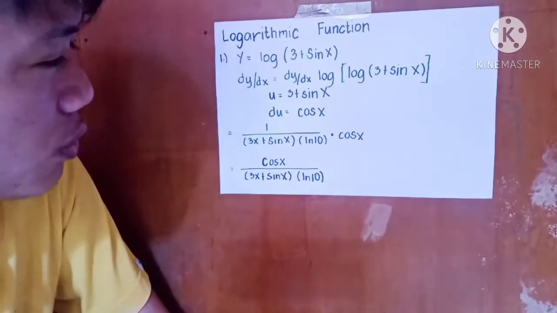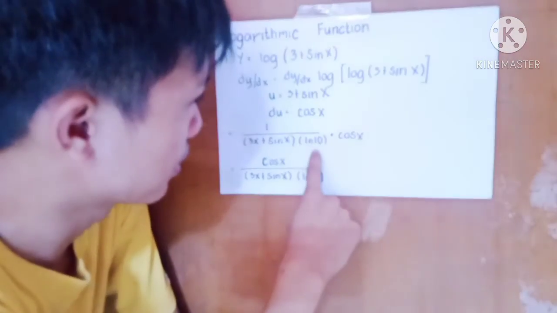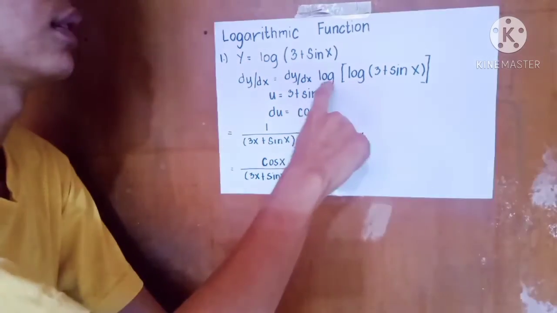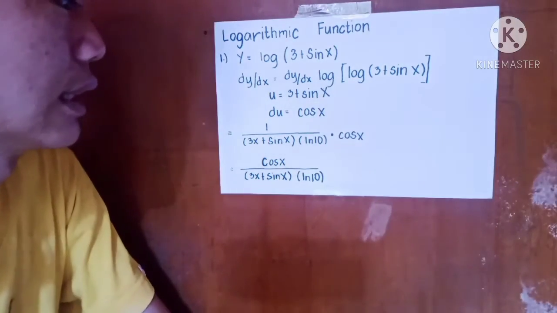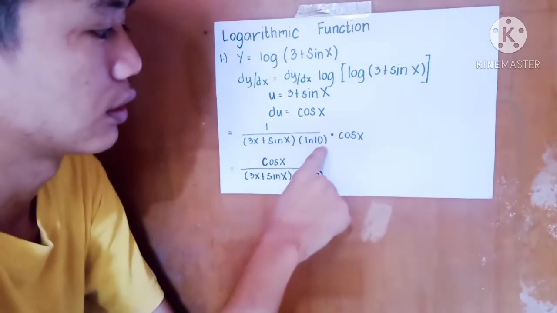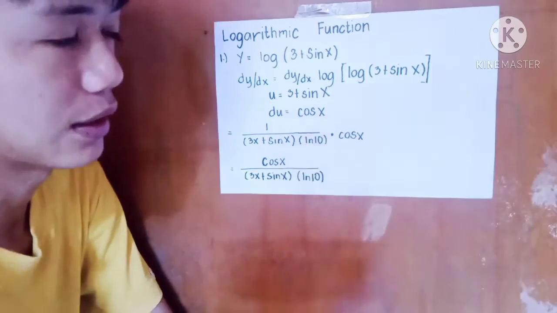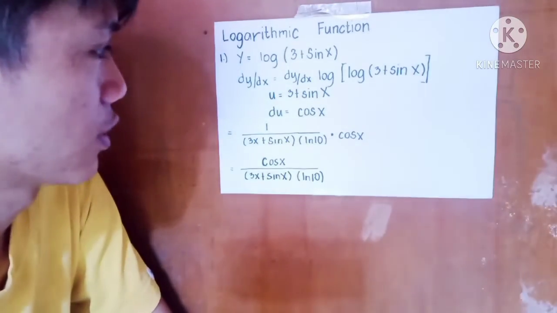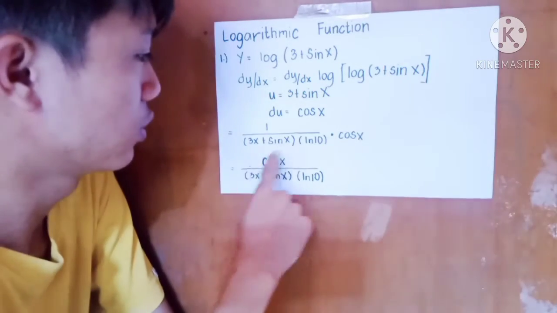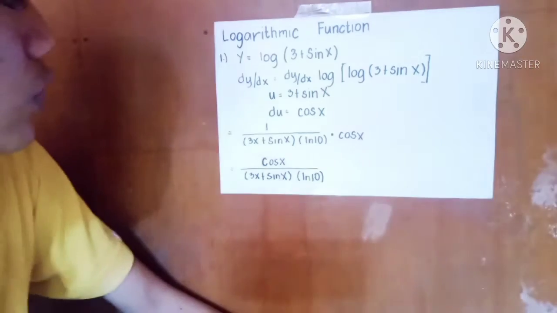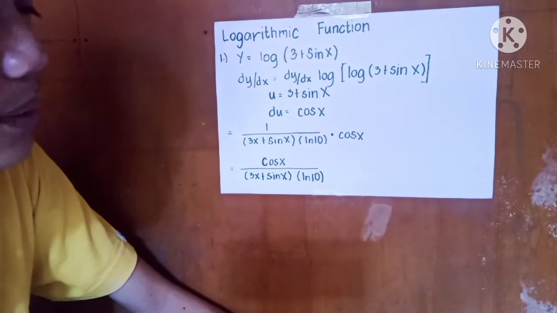So, bakit nga ba ln 10 yung nakasulat dito? Kasi kapag walang base yung log natin, automatically it will be 10. Kaya it explains na ln 10 yung nakasulat dito kasi yun yung value niya talaga, kasi walang nakasulat. So, simplifying further, yung equation natin magiging cos x over (3 plus sine x) times ln 10.